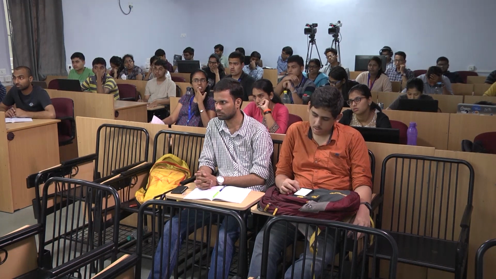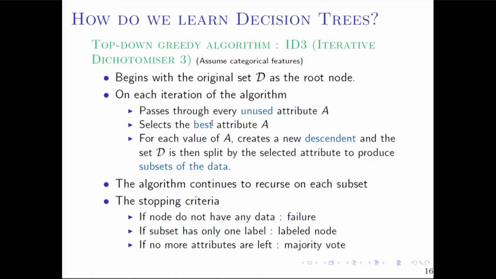Yes, I'll come later to how to select the best attributes. I'll explain it later. And in that case, the node will be given the label of the samples, where this region has samples coming from one label. So we'll put that label on the subnode or leaf node as the output.